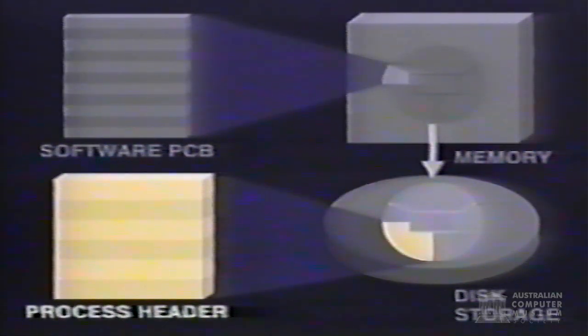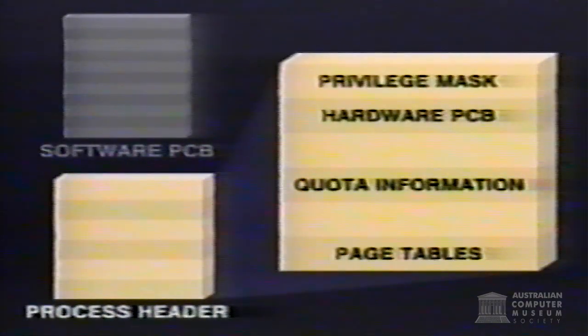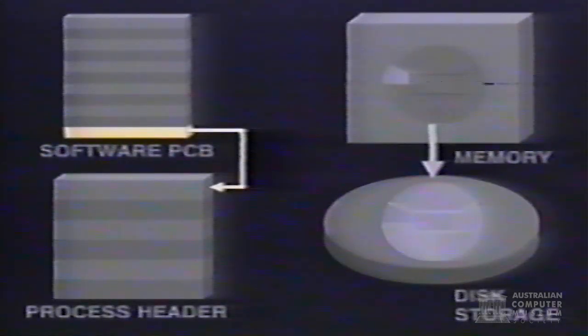The process header may be swapped out to disk storage to conserve memory space. The process header contains information including the hardware PCB. The information that's kept in the process header is not essential to determining whether a process should be swapped into memory. The two data structures are linked by a pointer in the software PCB to the process header.